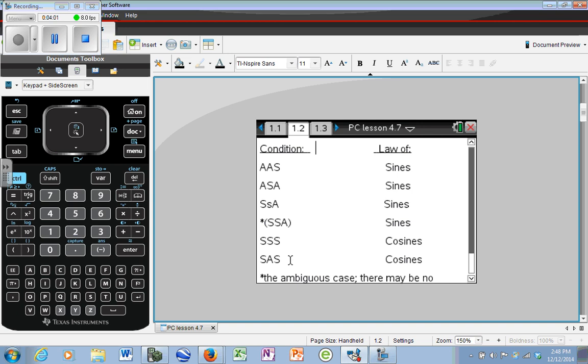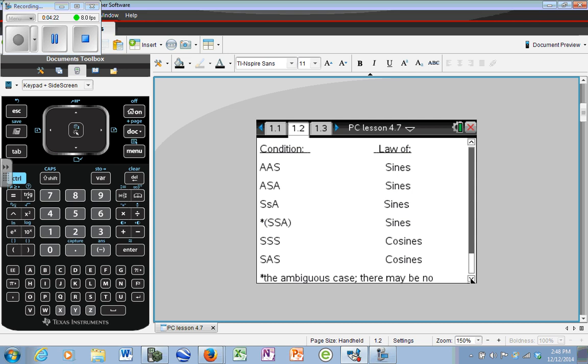Okay, now you know that there's an asterisk there by that one, the side-side-angle. This is called the ambiguous case. Nobody likes to hear about that. They don't want anything to be ambiguous. Ambiguous means we don't know how many answers there are. For all the other conditions, you know what all the sides and what all the angles have to be.